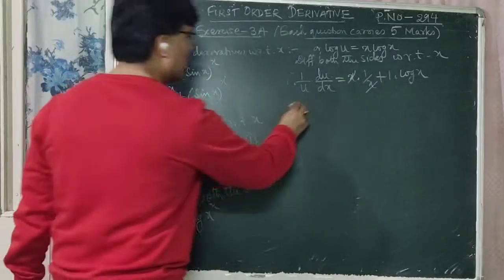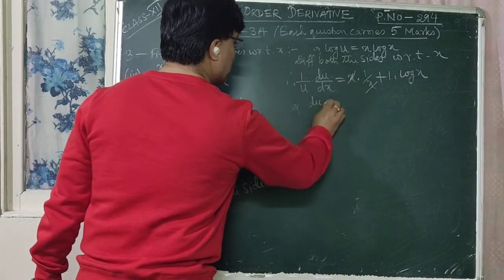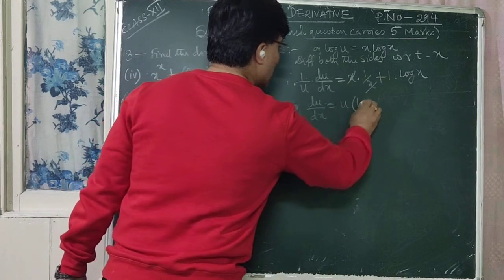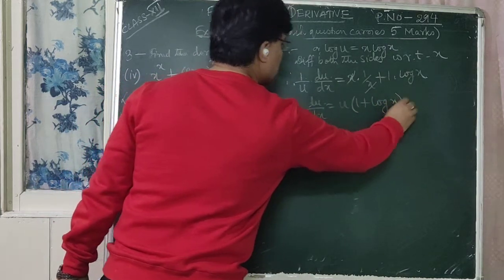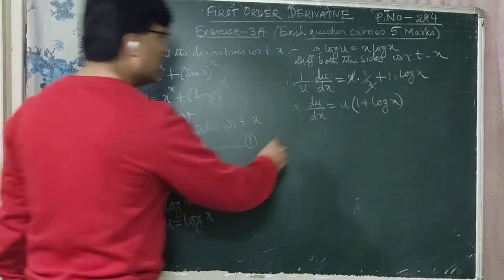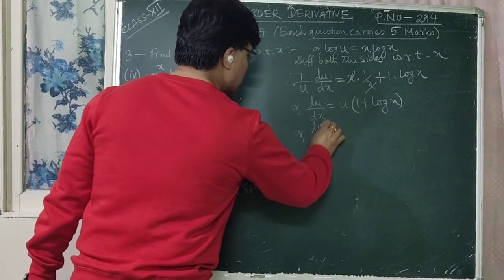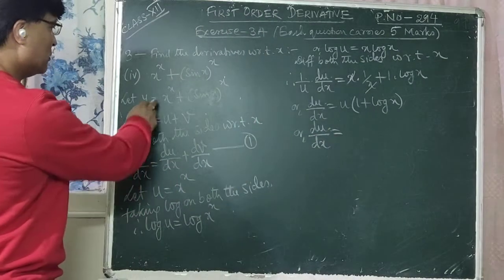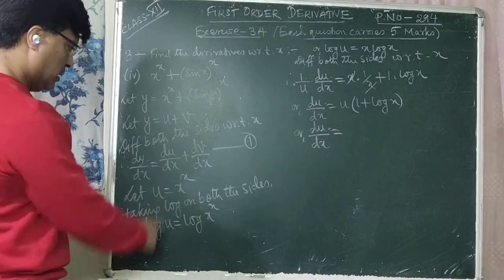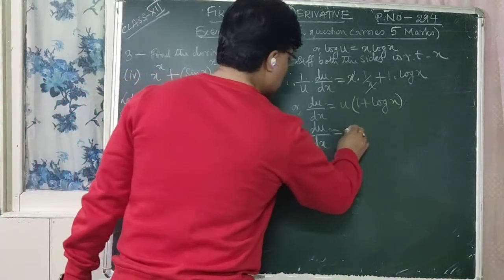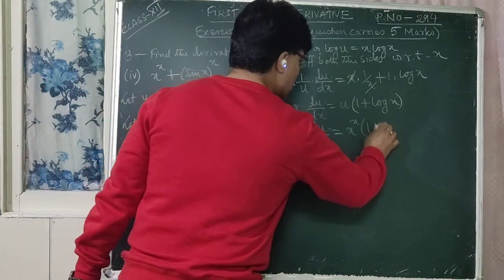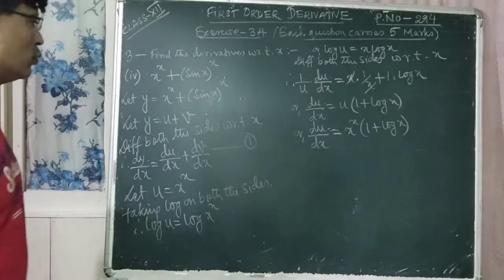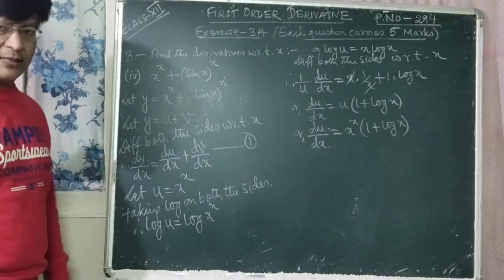Now let us cross multiply it. Or du by dx is equal to u within bracket 1 plus log x. Is that clear? So what is the value for u? It is x to the power x. So du by dx is equal to x to the power x within bracket 1 plus log x. So we get the value for du by dx.